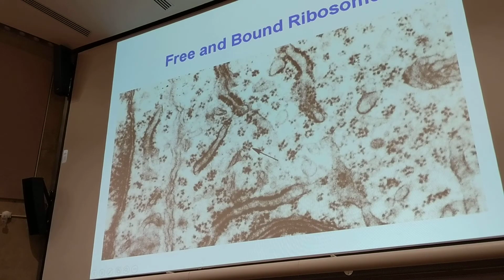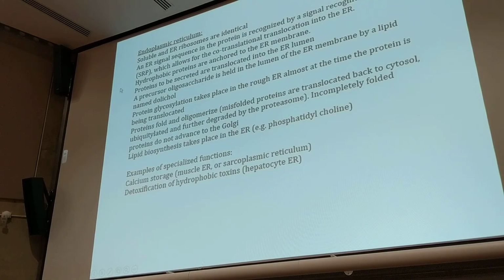This is an electron micrograph of the ribosomes here, which are free ribosomes that are hanging in the cytosol, and these other ones that are associated with the ER, as you can see here. These ribosomes are exactly the same as these ones. The difference is in the protein that is being synthesized. So, the endoplasmic reticulum, we have soluble and ER bound ribosomes. These are identical.